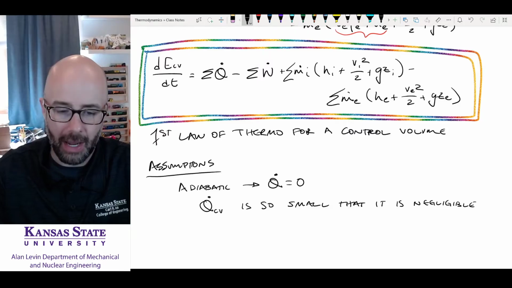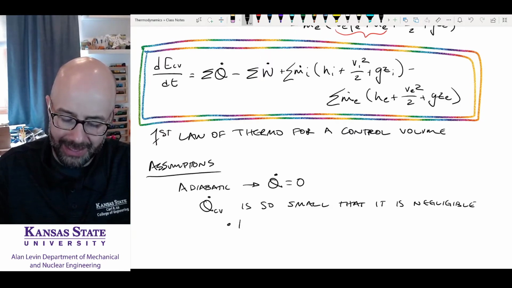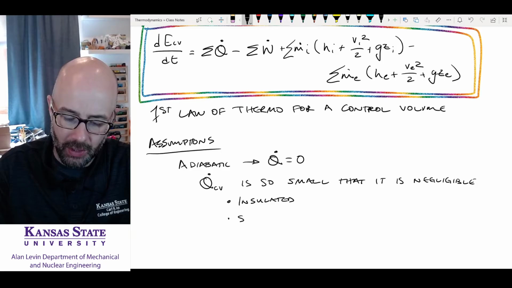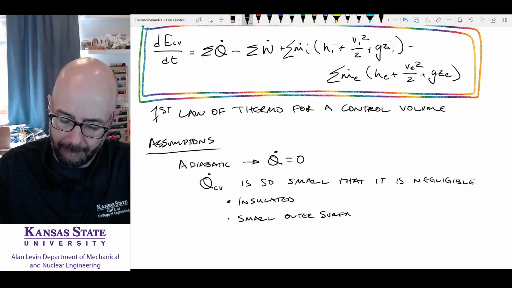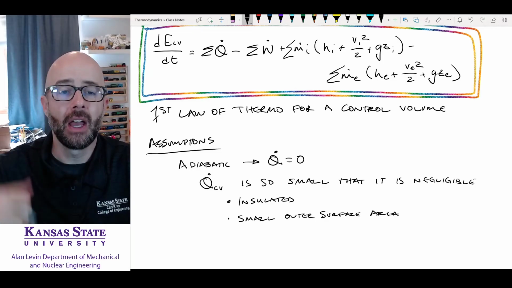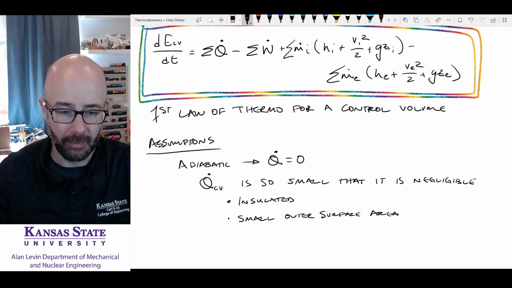Okay, we might have that situation. Why? Because it's insulated. We might have an insulated situation. We might have a small surface area or outer surface area, with no place for the heat to be transferred out of. Well, how is it going to be transferred out? Through conduction, convection, or radiation, because that's that Q dot that's happening here.